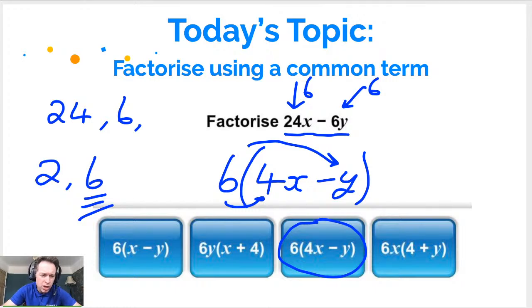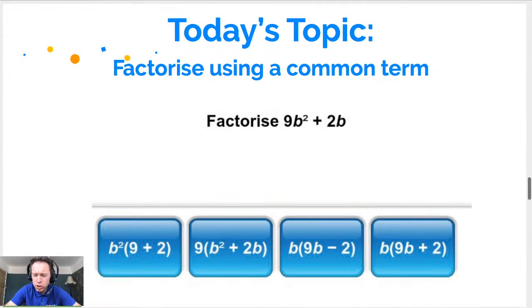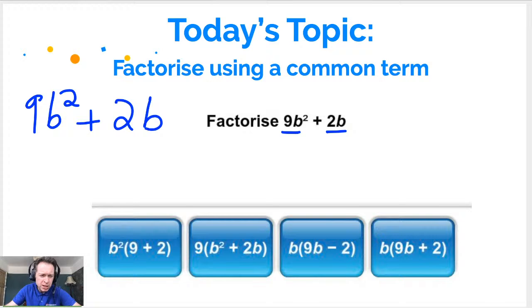One more question on factorising and then it's going to be your chance to practice. Let's look at this one here. This is a bit tougher. We've got 9b squared and 2b. Well, let's just write that out a bit bigger over here. 9b squared add 2b. Let's think about what 9b squared means. It means 9 times b times b. And then 2b just means, of course, 2 times b.